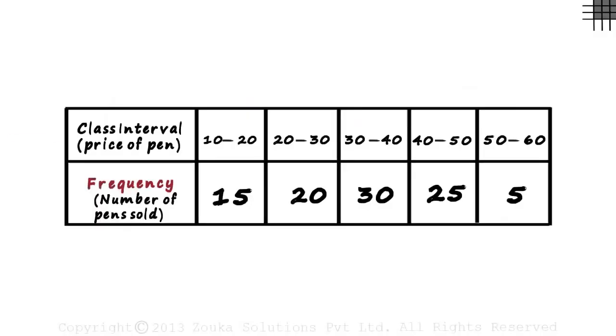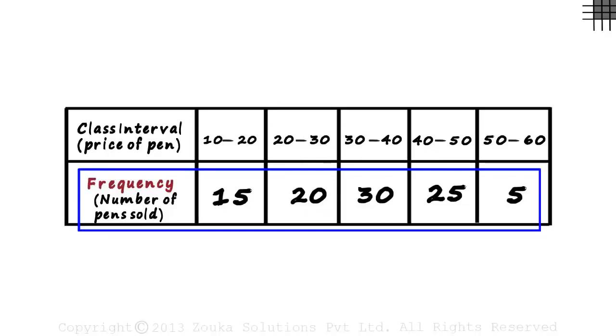In this table, we have the price range in one row and the frequency in another. 15 pens that cost between 10 and 20 rupees were sold. 20 pens that cost between 20 and 30 rupees were sold, and so on.